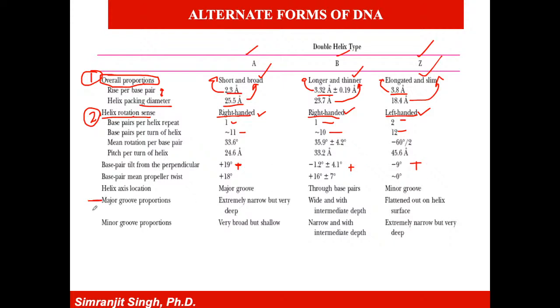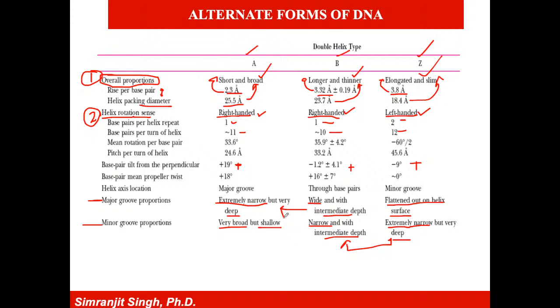The major thing that we have to consider here is the major groove and minor groove. The major groove is extremely narrow here, but very deep. So this is the opposite of the B DNA. Here it is wide with intermediate depth. And on the other hand, the Z DNA is flattened out on the helix surface. Whereas the minor groove is very broad but shallow. This is the opposite of the B DNA, whereas in this case, the minor groove is narrow with intermediate depth. And here it is extremely narrow but very deep. So somehow these two are the same in this case, but the A DNA, the major groove and minor groove, shows a complete difference as compared to your B and Z DNA.